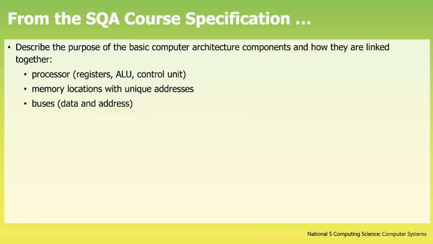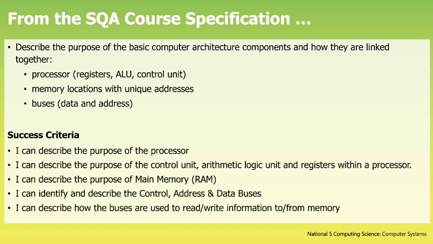So in this video we have looked at the processor, we've looked at memory, and we've looked at buses. This means that you should be able to describe the purpose of the processor, the control unit, arithmetic logic unit, and registers. You should be able to describe the purpose of main memory, focusing in on the address of each location. You should be able to identify and describe the control, address and data buses, and you should be able to describe how the buses are used in read and write commands.